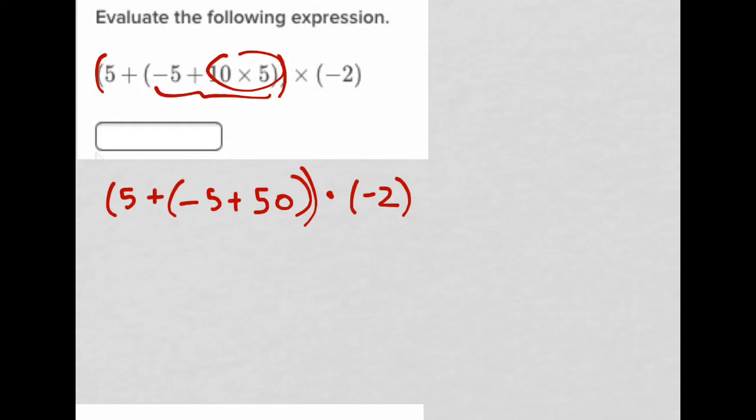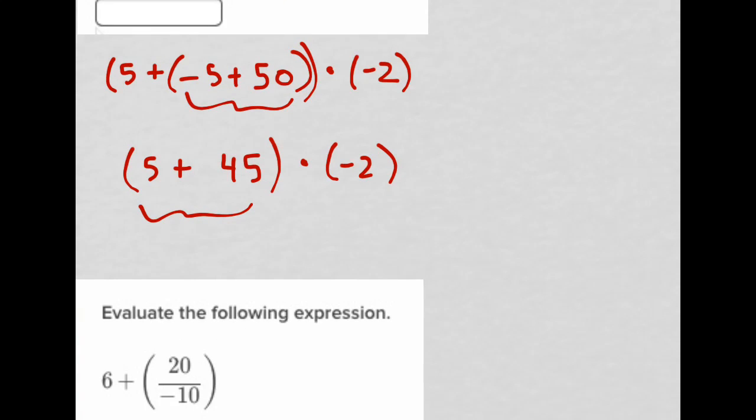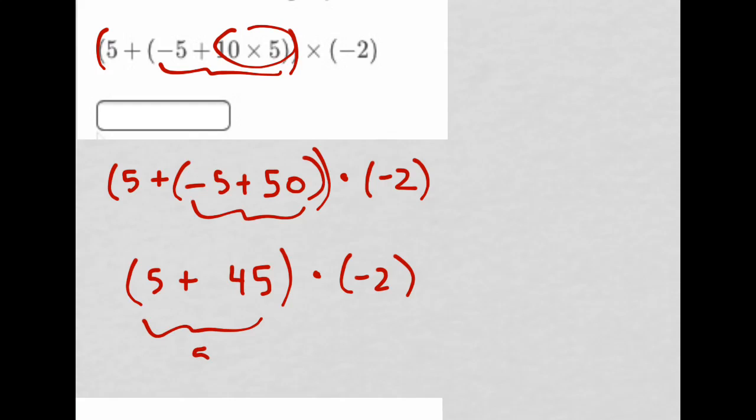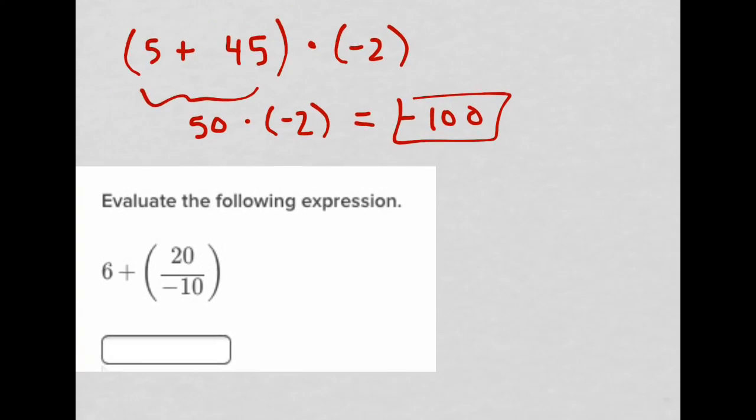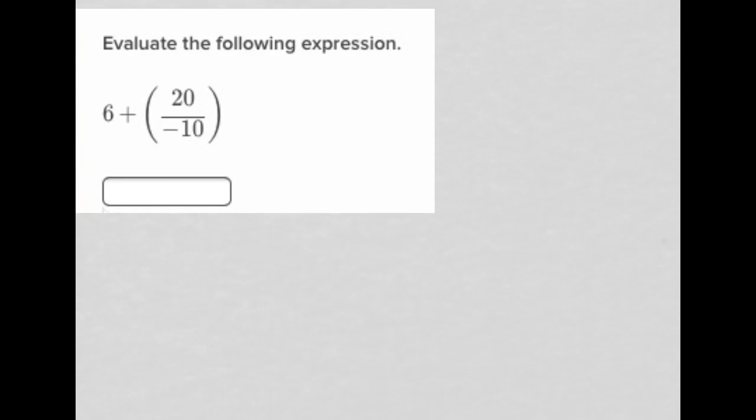Okay. And then I'll start all over. Well, there are still parentheses that I can do. So that would be 45. Right? Negative 5 plus 50 is 45. And I still have these parentheses, plus 5, and times the negative 2. Okay, again, parentheses first. This would be 50 times negative 2, and that is negative 100, my friend. Okay. Evaluate the following expression.